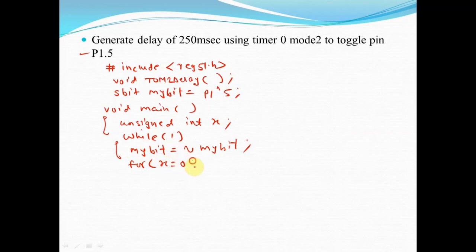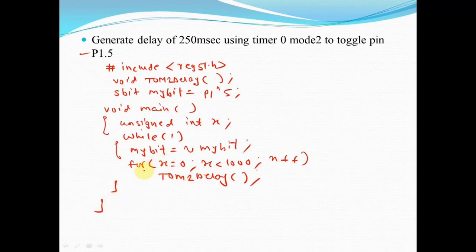Then here I am going to call my delay routine 1000 times. So I will use one for loop, and in that for loop I am going to call this delay routine, and here I will complete my main program.